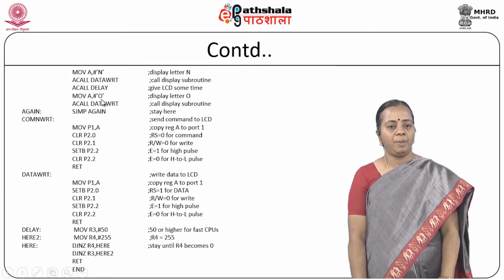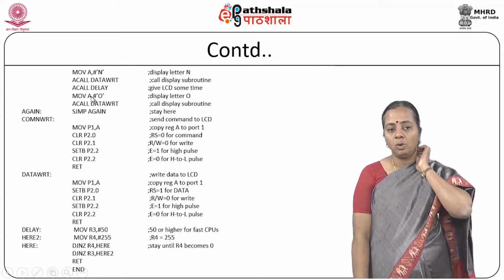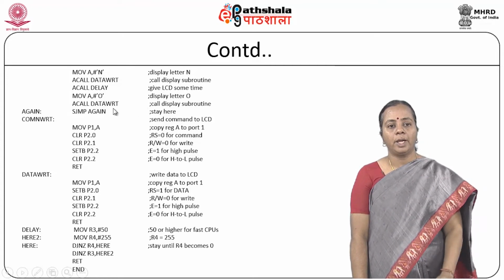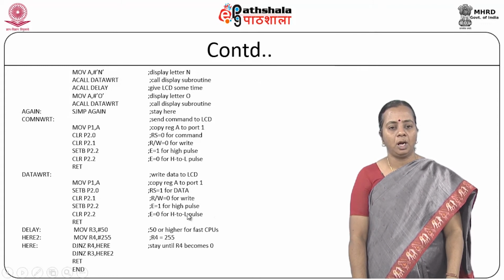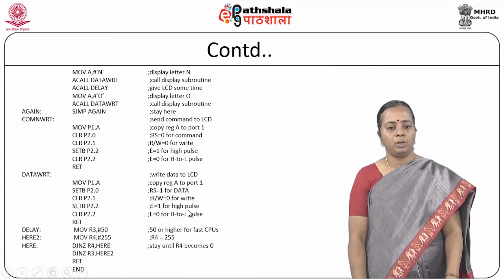After that A becomes O. I already moved N, so the cursor position is going to the next position. Now the cursor is displaying O. Now, ACALL data write, and the whole thing is called again. I will be sending the data, making RS equal to 1, write equal to 0, and E equal to 1 and 0, a high to low pulse. Again I am calling a delay, so that this particular character gets written over there.